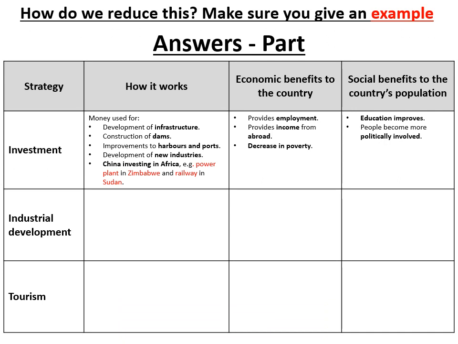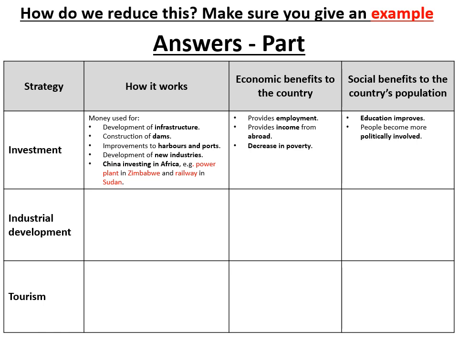Okay, so here we go. Here's what I've written about investment. Money is used for, this is what investment is, development of infrastructure, construction of dams, improvements to harbours and ports, development of new industries, and we've given an example, which is China investing in Africa, e.g. a power plant in Zimbabwe and a railway in the Sudan.